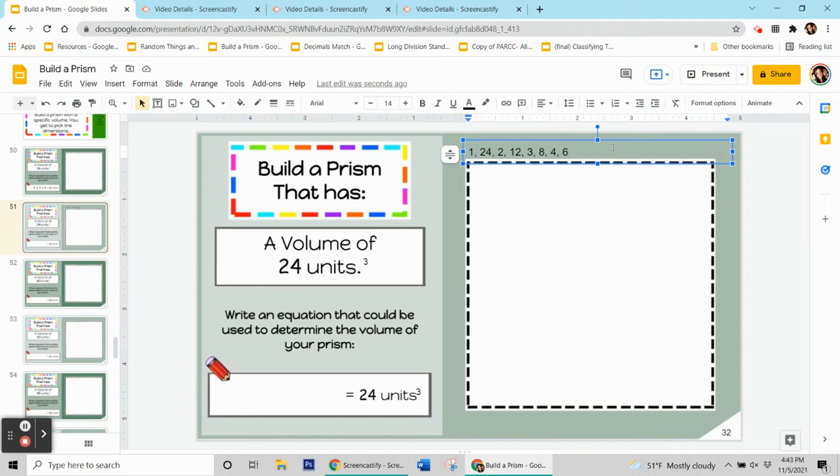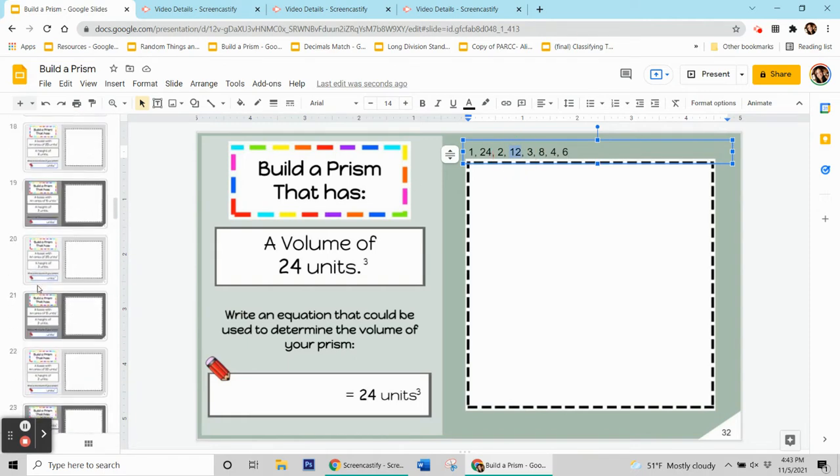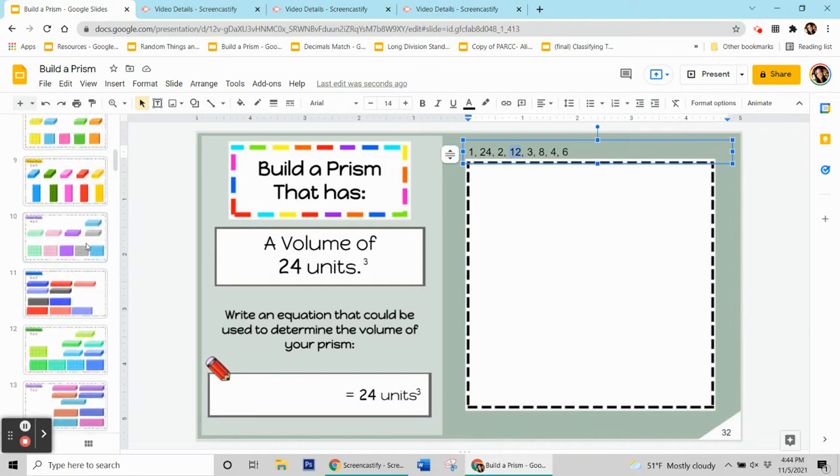Okay. So what I would do is I would go find one of these prism pieces that already has an area of 12, and then I would stack it 2 times, because 12 plus 12 is 24. Or I could go find some prism pieces that have an area of 6 for the base, and then I would just stack that 4 times, because 6 times 4 is 24.